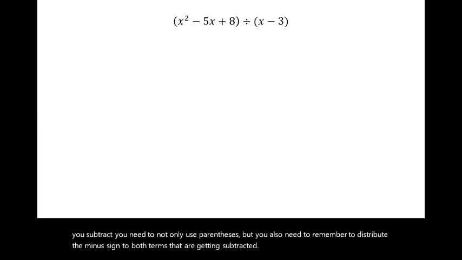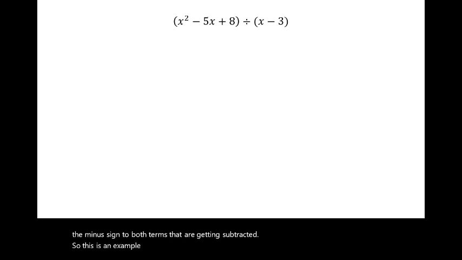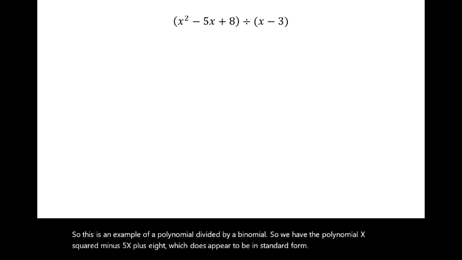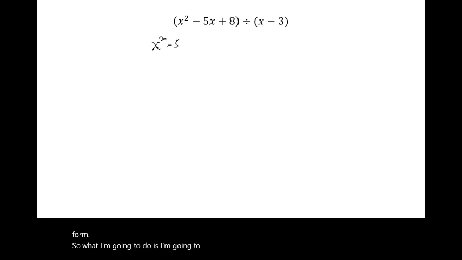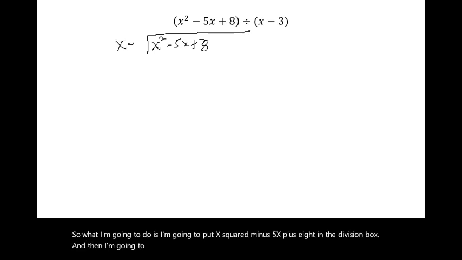So this is an example of a polynomial divided by a binomial. So we have the polynomial x squared minus 5x plus 8, which does appear to be in standard form. And then we're dividing it by x minus 3, which is another polynomial that is in standard form. So what I'm going to do is I'm going to put x squared minus 5x plus 8 in the division box. And then I'm going to put x minus 3 outside the division box.